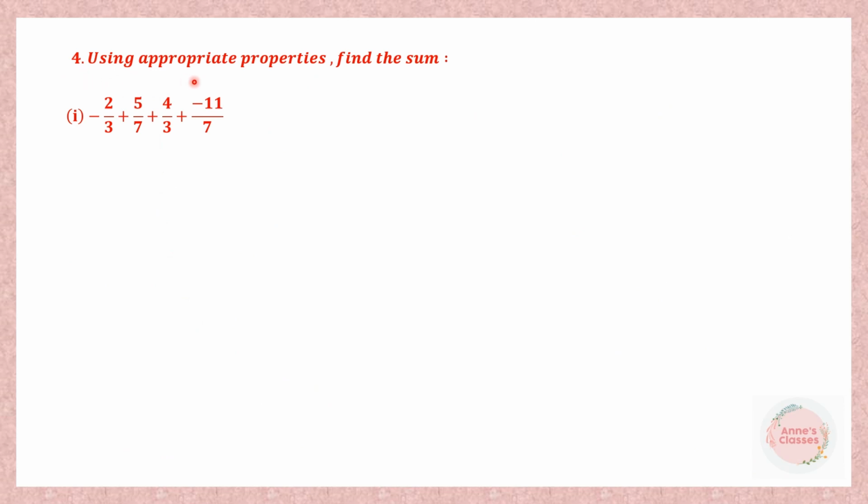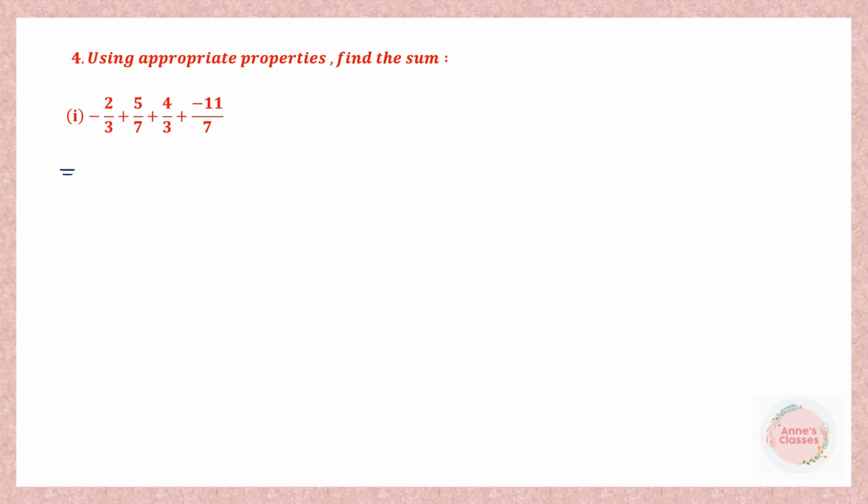Question 4. Using appropriate properties, find the sum. So here now we have to find the sum of this. Now here we have learned this earlier. Look at all the denominators. Here we have 3, 7, 3 and 7. We can change the order of this in such a way that we can have the same denominators together. So we can have 2 by 3 and 4 by 3 together, 5 by 7 and minus 11 by 7 together. So let's do that.